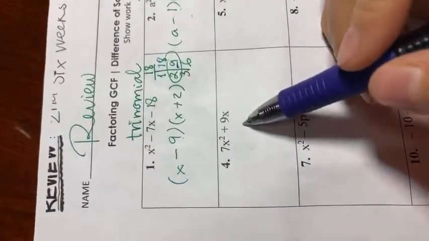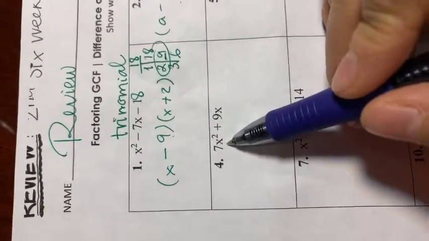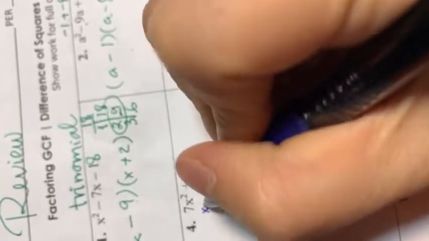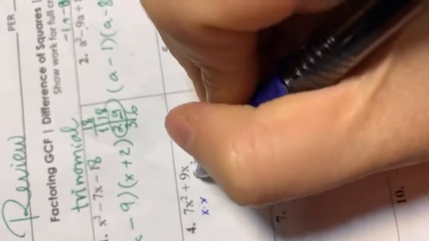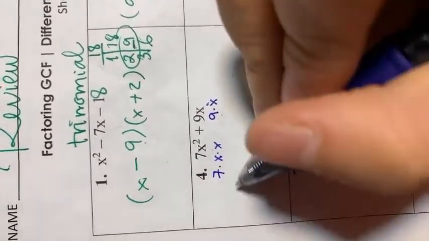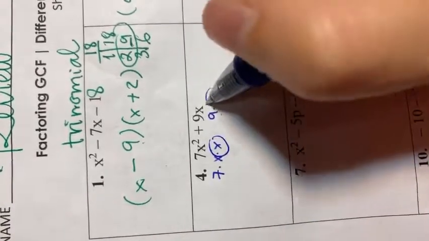Next, we're going to have this. Number 4. You see right here, the x and the x repeat. So that means we can factor out the x from each. So this one is x times x. This one is just x times 9. The 7 doesn't go into the 9. So that's it. We are only going to share the x from each.